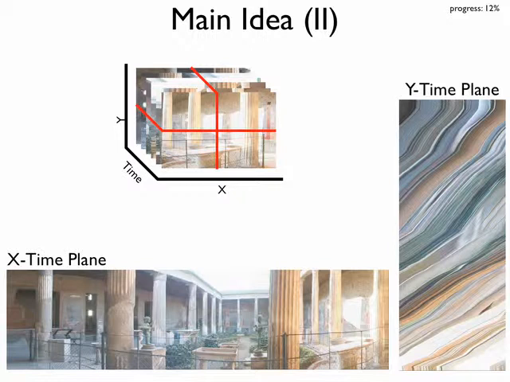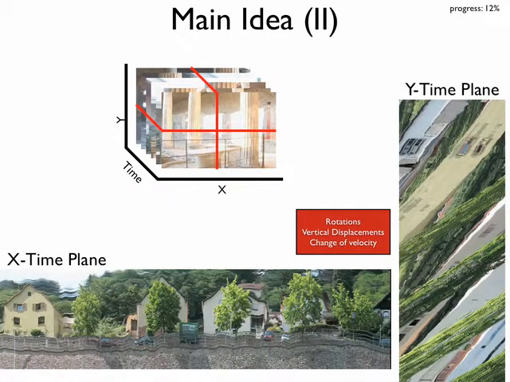If the camera has a constant velocity and does not have any other movements, vertical or rotations, these lines are completely straight. Otherwise, as you can see here, the mosaics that are generated have a lot of distortions, and you get very bad results. So our goal is to make these lines straight.